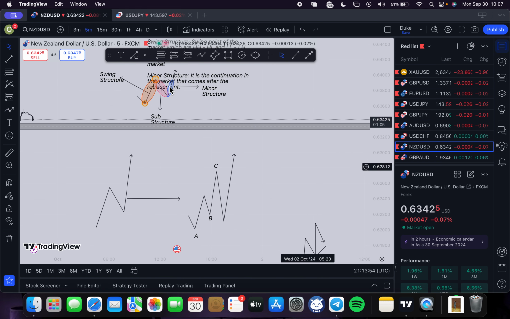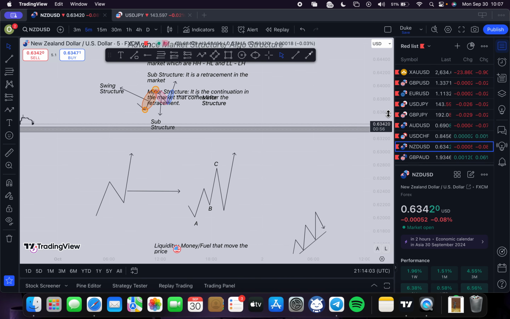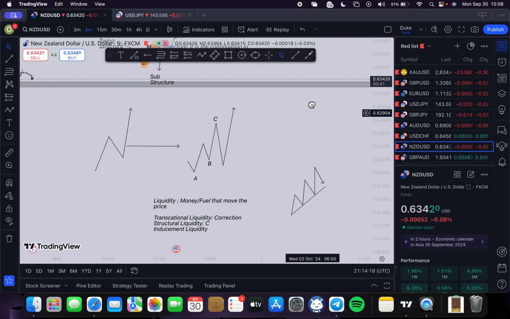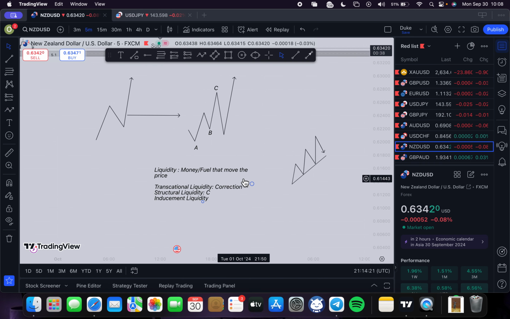Remember when we talked about substructure here? This is minor. This is your substructure. It is the retracement in the market. Now understand that substructure, which is a retracement in the market. What is that substructure coming to take out? Where is it retracing to? Remember the word retracement. That is pushing back. It is coming back to test something.